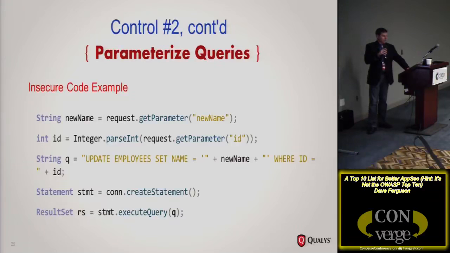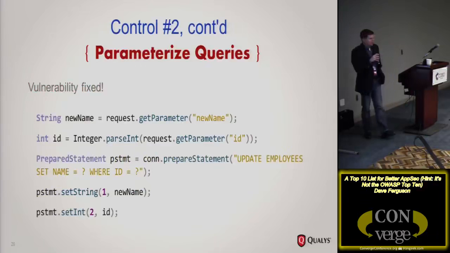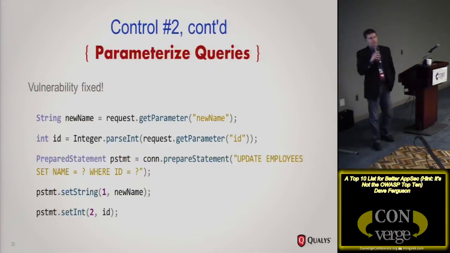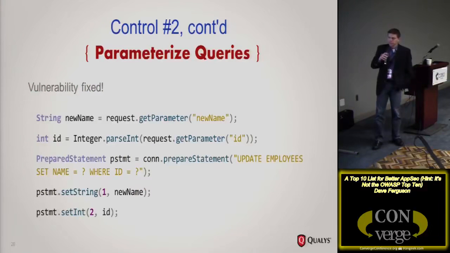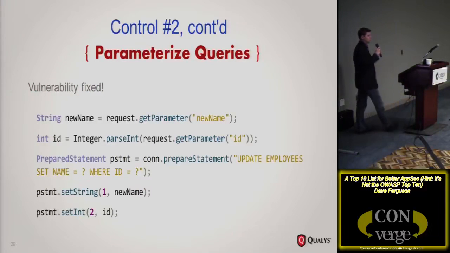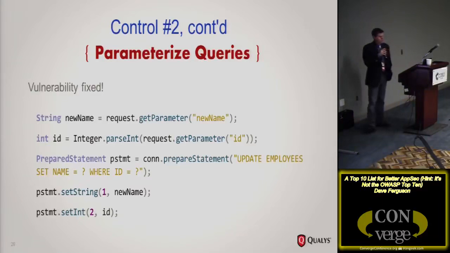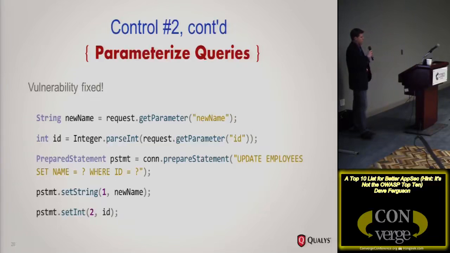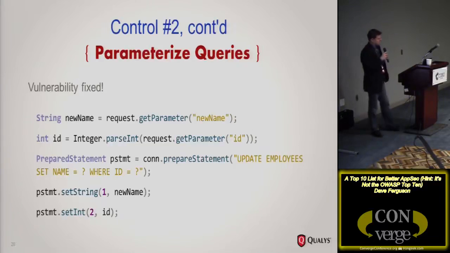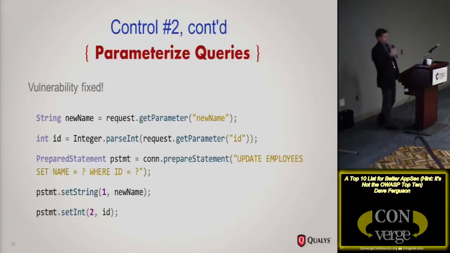So let's look at an equivalent using parameterized queries. Again, this is Java. In the Java world, we want to use an object called PreparedStatement. In this case, we still have inputs coming in, new name and ID, and they're still added to a couple of variables. However, the big difference here is that a prepared statement is instantiated, and a string is passed in: update employees set name equals question mark where ID equals question mark.